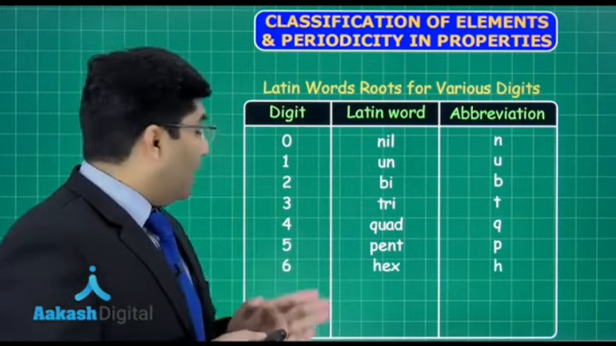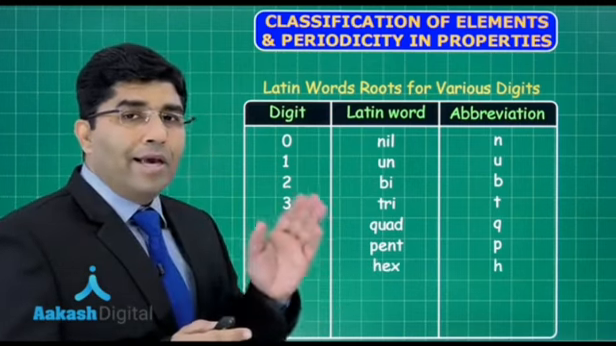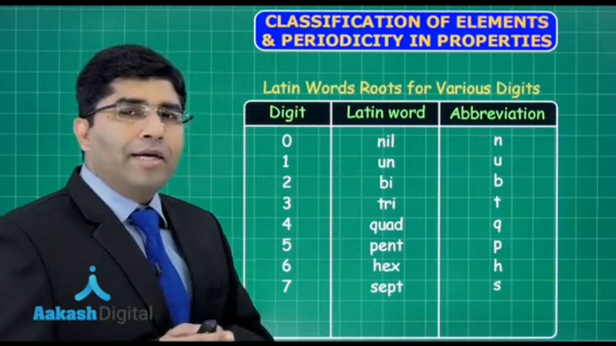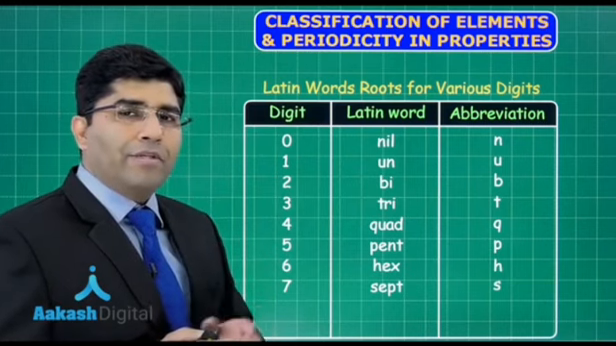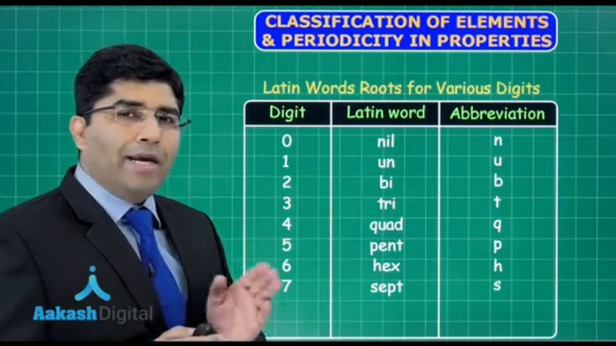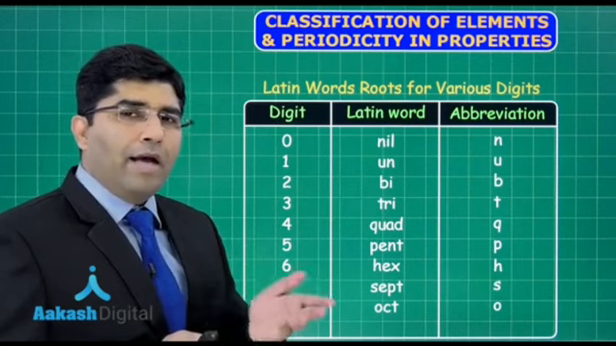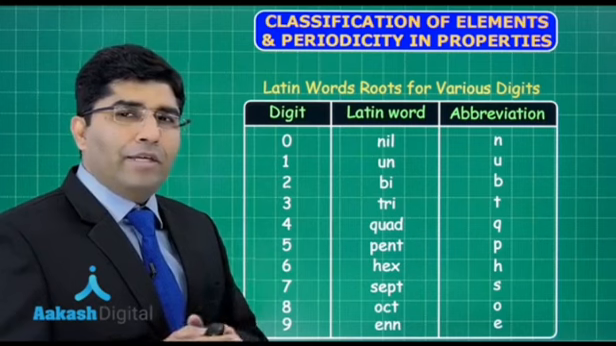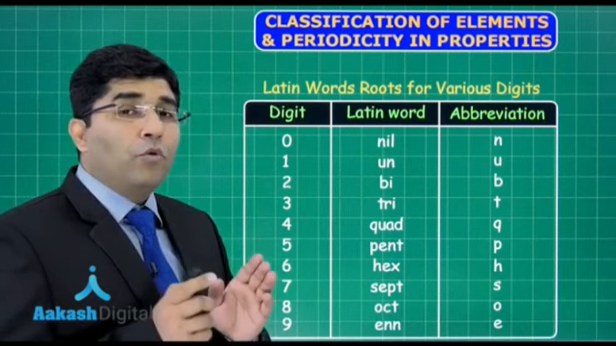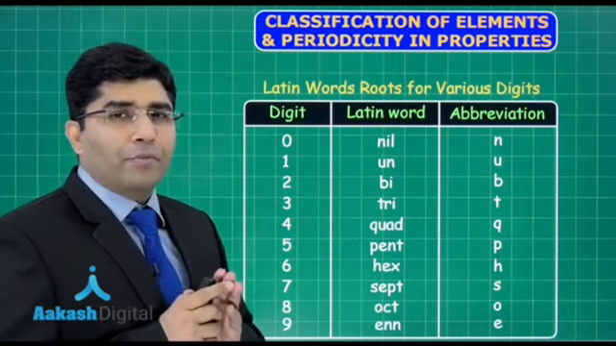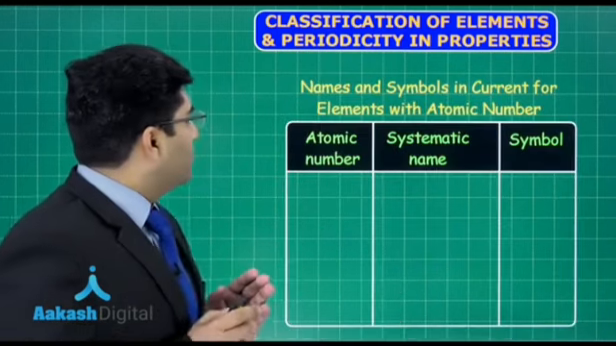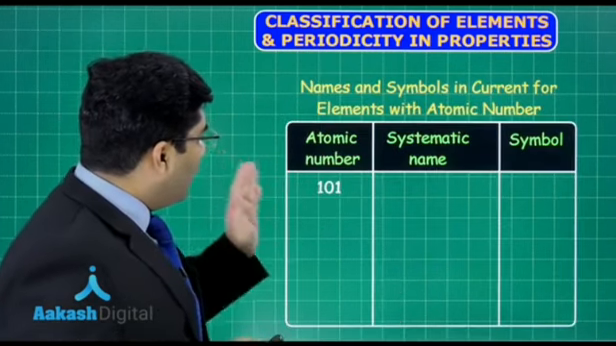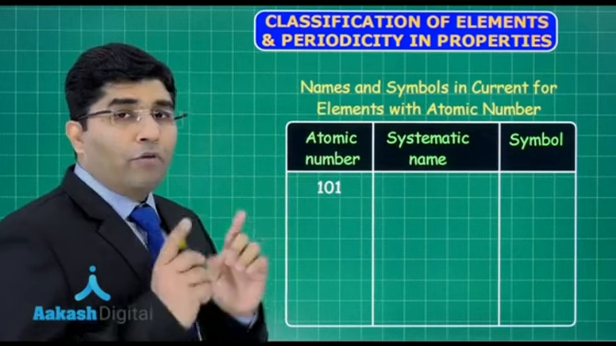For 6, it is hex and the abbreviation is H. For 7, it is sept and the abbreviation is S. For 8, it is oct and the abbreviation is O. And for 9, it is enn and the abbreviation is E. Now, how to use these abbreviations? Let's take an example. If the atomic number is 101, what will we do?